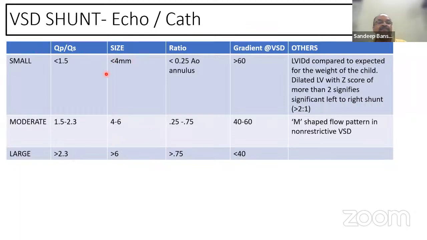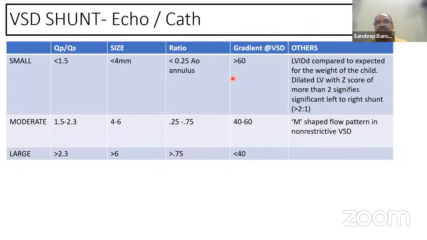There is also a classification given on the basis of size. But again, this is highly dependent upon the age and the size of the patient. The more relevant and less age-dependent measure is the ratio of the defect to the aortic annulus size. If the size is between 0.25 to 0.75 of the aortic annulus, it is a moderate VSD. And if it is more than 0.75, then it is a large VSD.